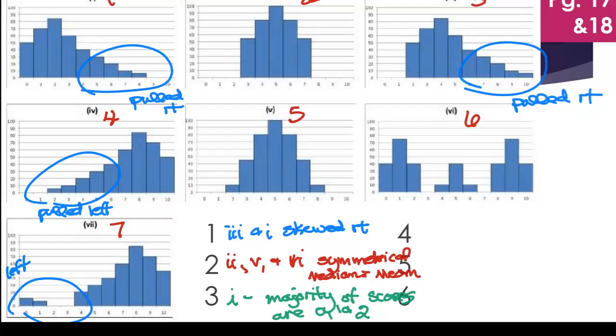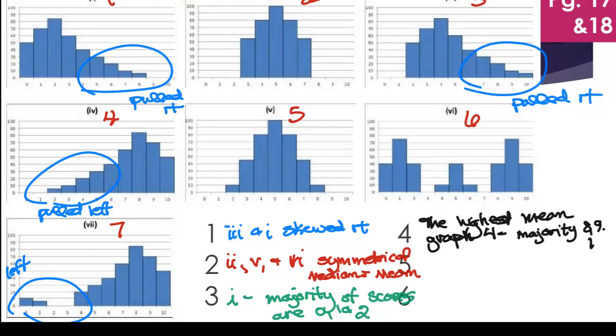Four, yes. So the highest mean is graph 4, because the majority of your scores are 8, 9, and 10. Jay, you with me? You okay? All right.